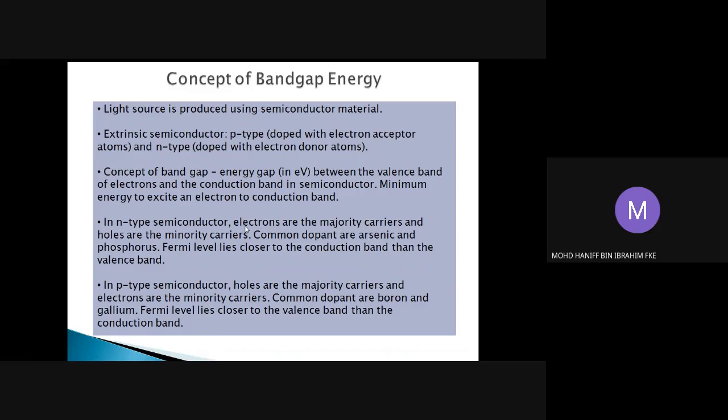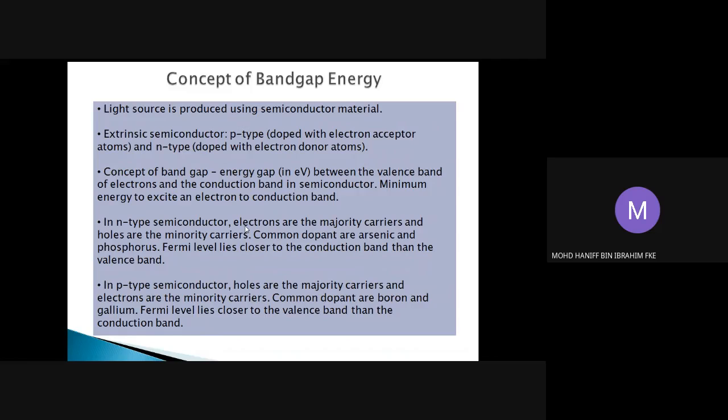What is meant by luminescent material? Luminescent material is a material which can produce light or photons when excited by a certain value of current. Hopefully by this you can differentiate the diode that you learned in electronics in year 2 and the diode that you're going to learn in optical communication systems. The difference is the material used for the diode fabrication.